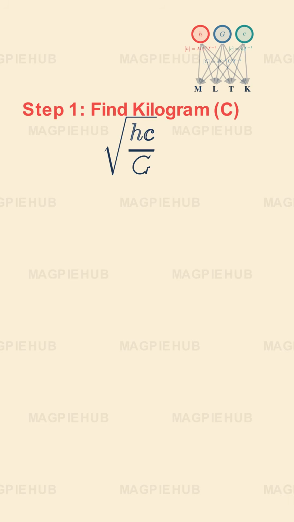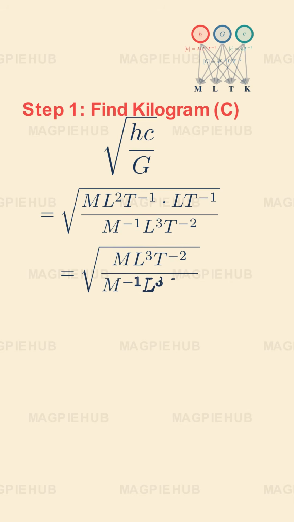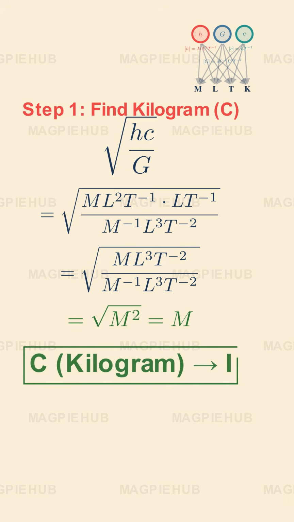We check option 1, square root of hc over G. hc over G has dimensions M L squared T inverse 1 times L T inverse 1 divided by M inverse L cubed T inverse 2. Simplifying, M squared. So the square root gives M, which is kilogram. Therefore, C matches 1.